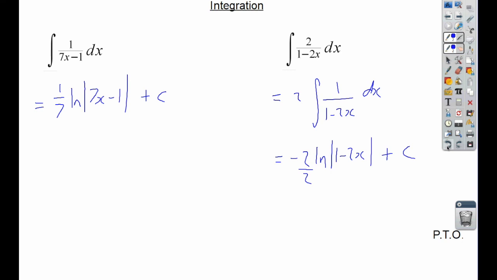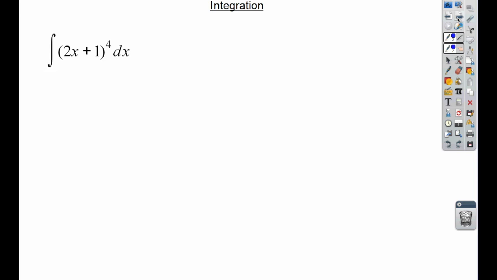Okay. I think there's one more. Yep, here it is. Well, straight away, it's not a natural logarithm.